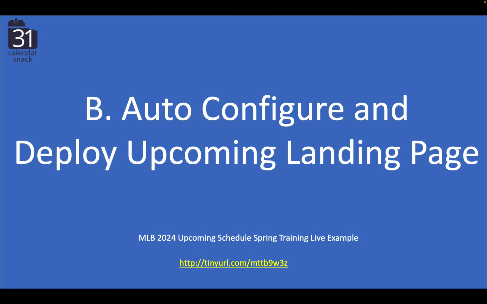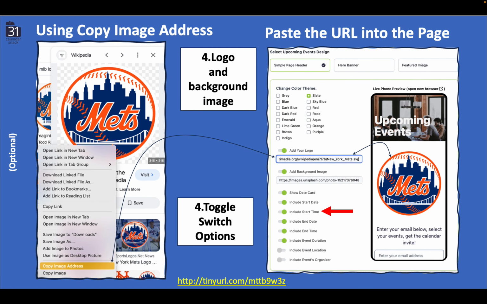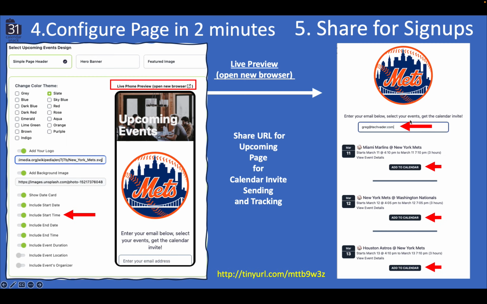To auto-configure and deploy an upcoming landing page, it's super simple. All I did was use the copy image address inside the landing page builder, which is part of the Calendar Snack service. I took this copy image address and put it here in the New York Mets, as you see there. Then I used the toggle switches to impose the configuration of the upcoming landing page.